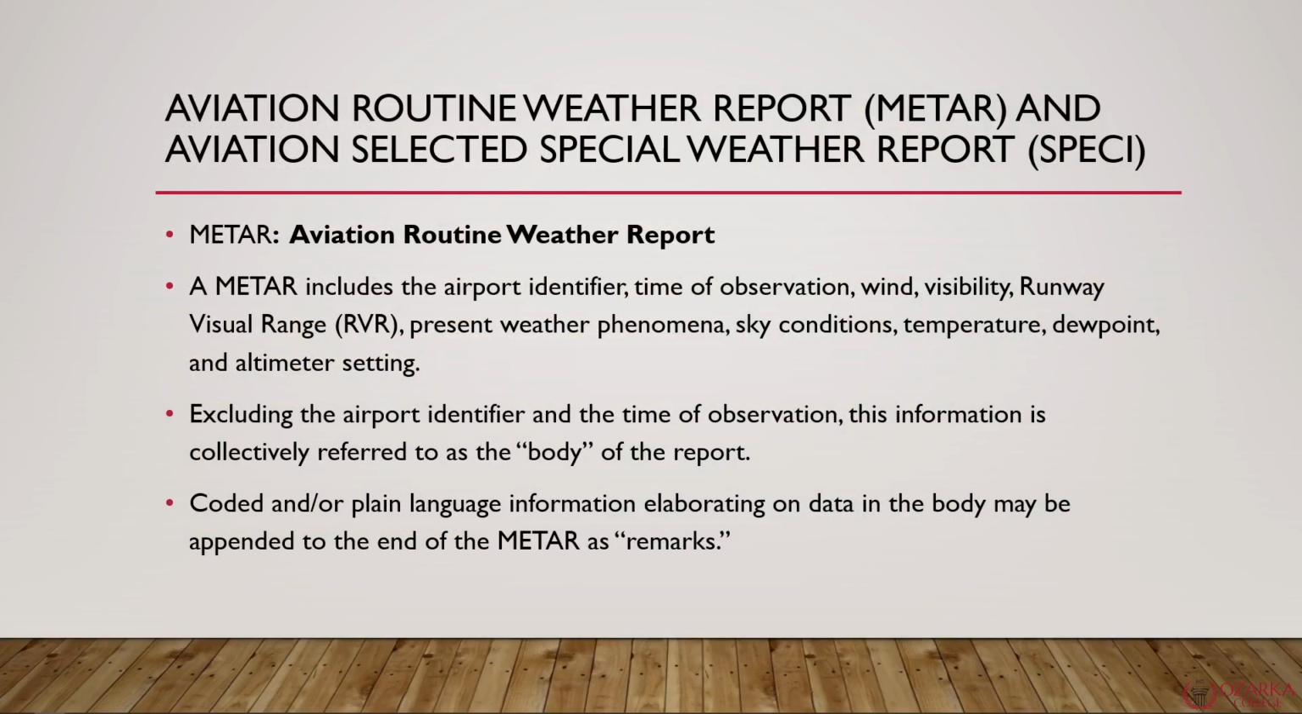Now, a METAR includes the airport identifier, time of observation, wind, visibility, runway visual range, present weather phenomena, sky conditions, temperature, dew point, and altimeter setting. Excluding the airport identifier and the time of observation, this information is collectively referred to as the body of the report. Coded and or plain language information elaborating on the data in the body may be appended at the end of the METAR as remarks.